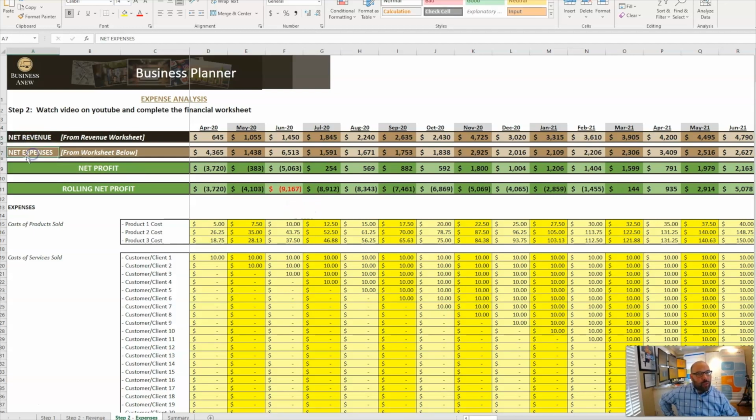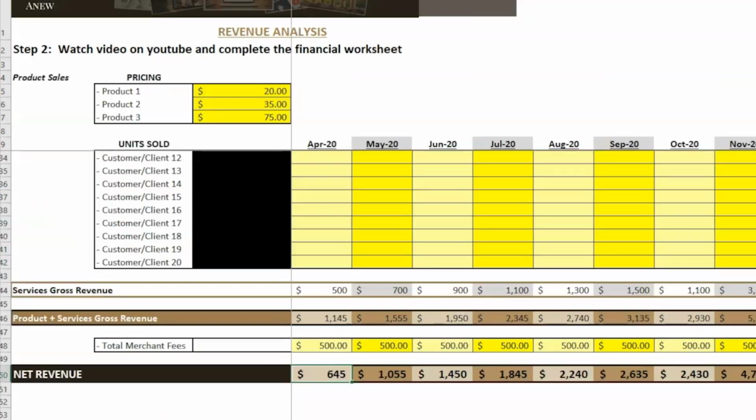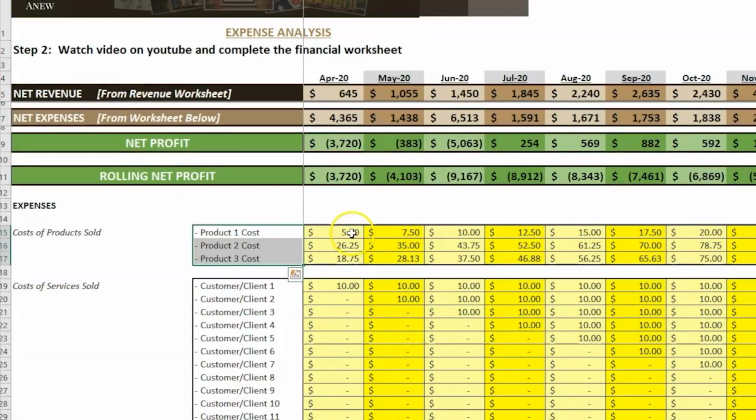Revenue. Now let's start taking a look at expenses. All right, so first of all, in our expenses, I have some different categories. The first is the cost of the products that were sold. So what is this? If you have products here that we were selling for $20 or $35 or $75, this is how much each unit cost us.